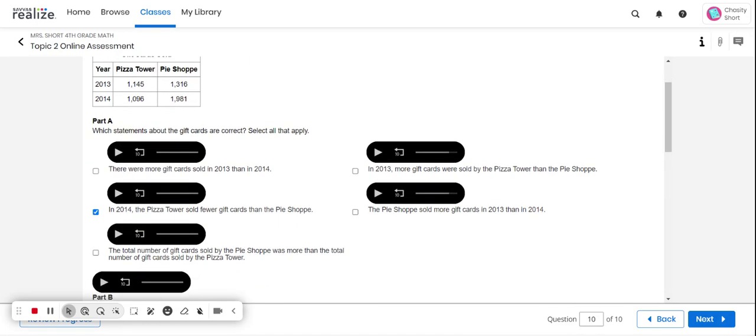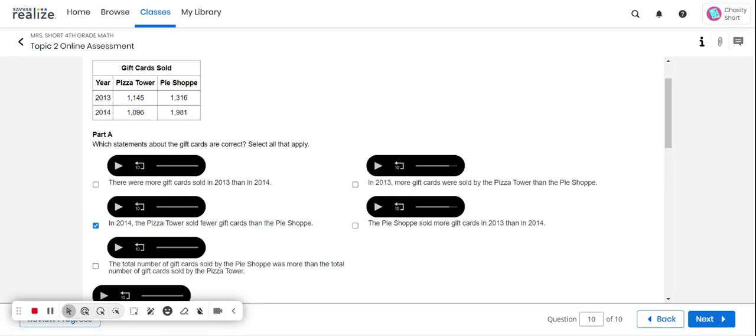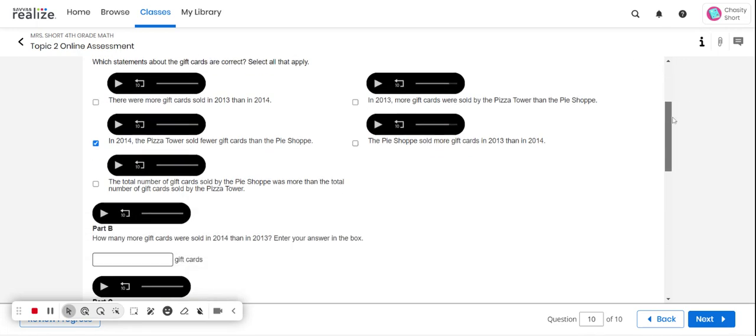The last one says the total number of gift cards sold by the pie shop, so that's going to be this number plus this number, was more than the total number of gift cards sold by the pizza tower. So this number plus this number. So if these two numbers added together wind up being more than these two wind up being, that's what it's asking.